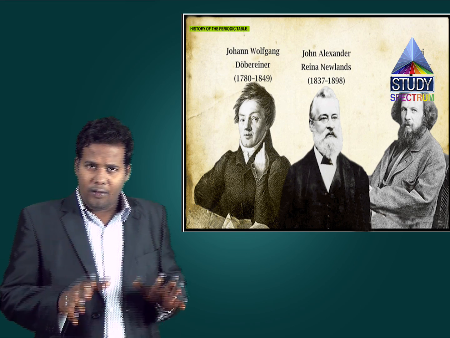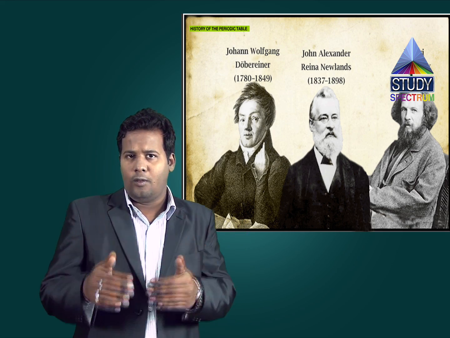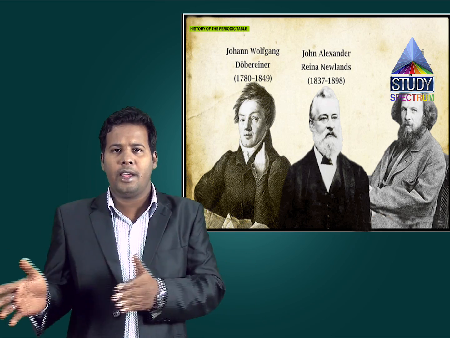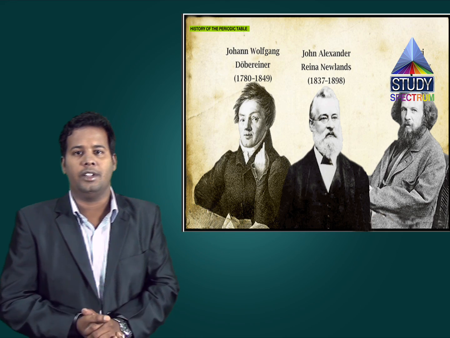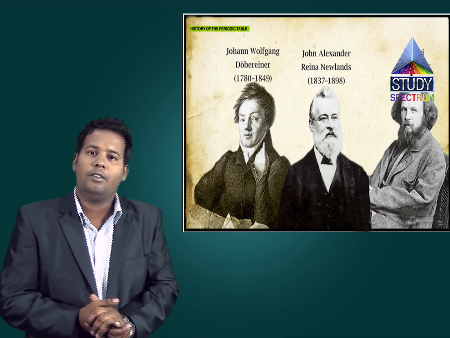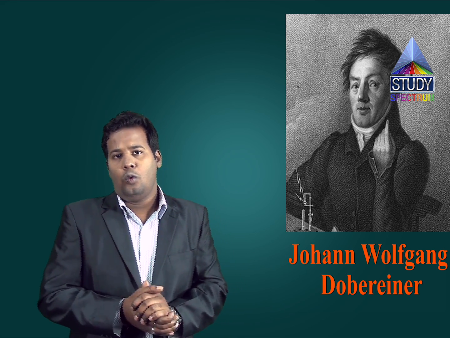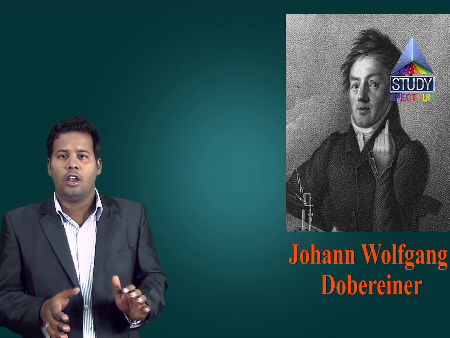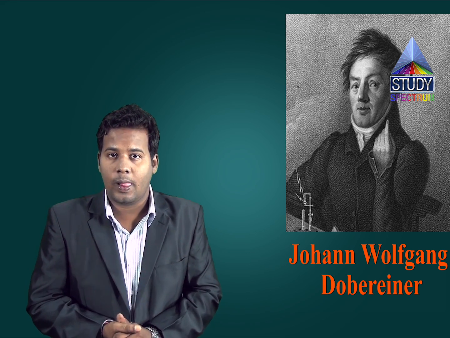In this chapter, we will try to learn how they put in their efforts, what their laws, merits and demerits were, and the different things they did during their time to classify elements. To begin with, we'll start with the very first scientist, Johann Wolfgang Dobereiner, who was a German scientist and the first recognized scientist to classify elements.